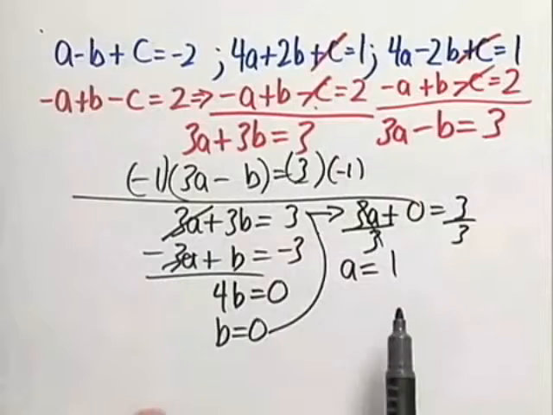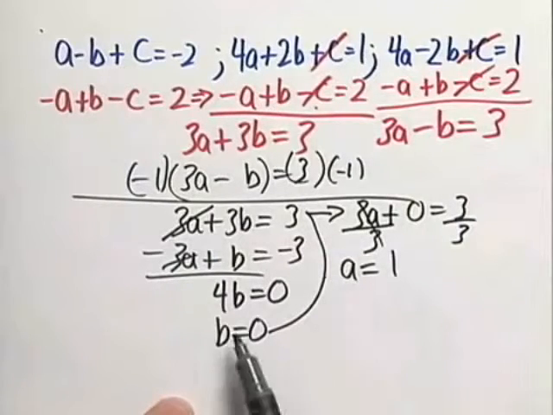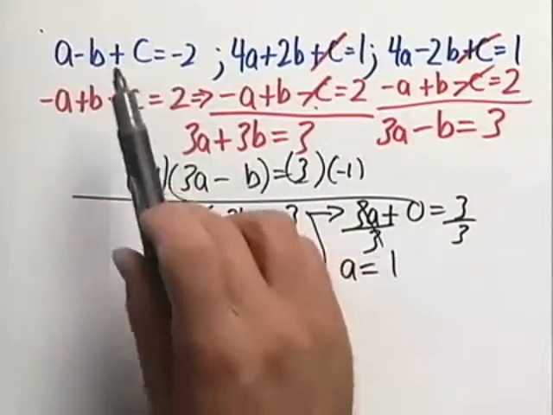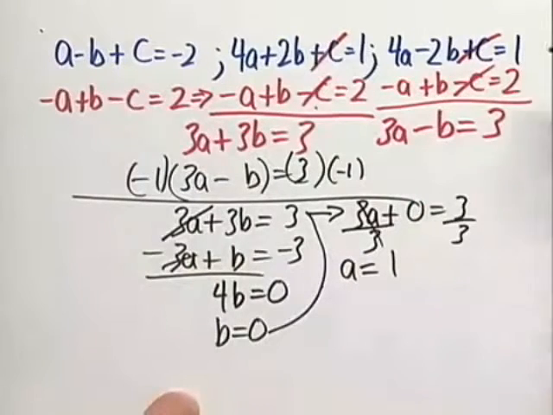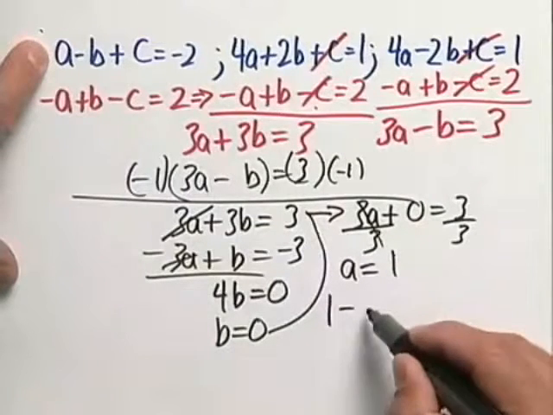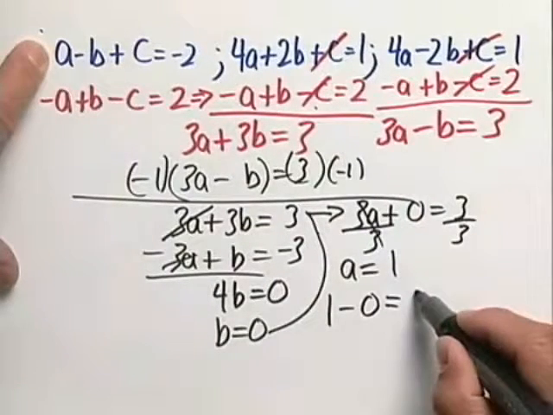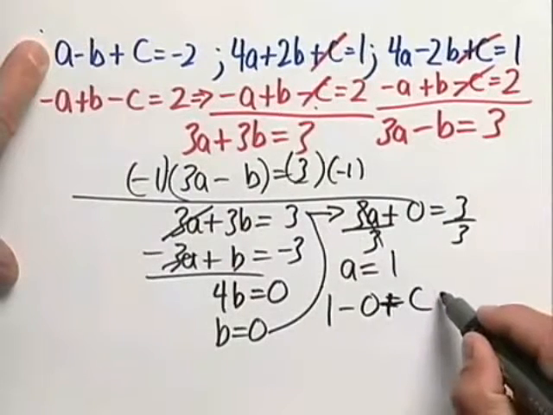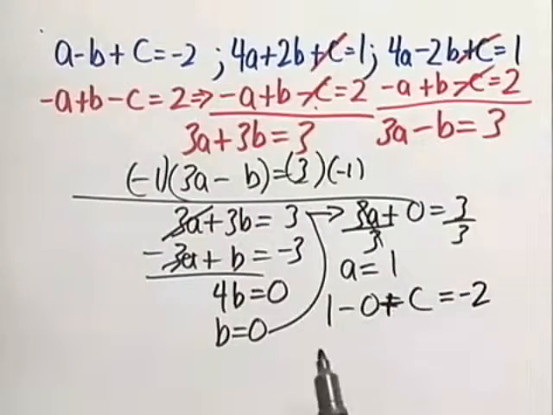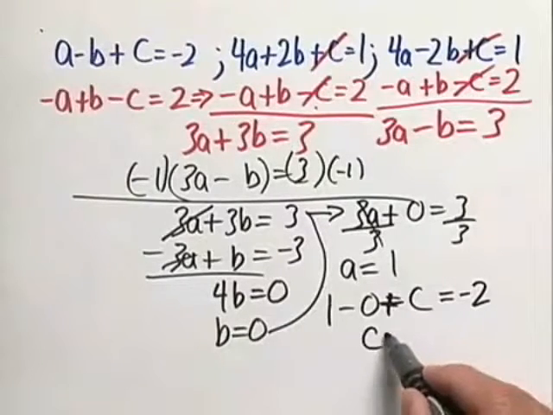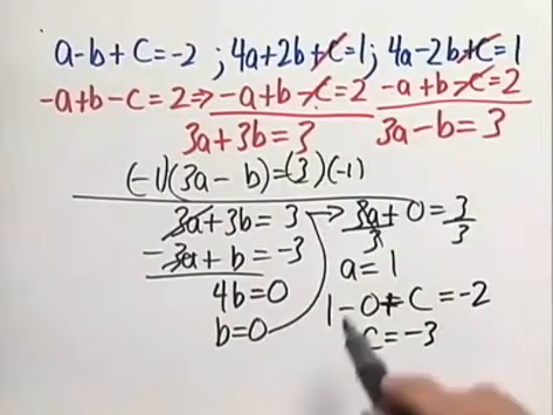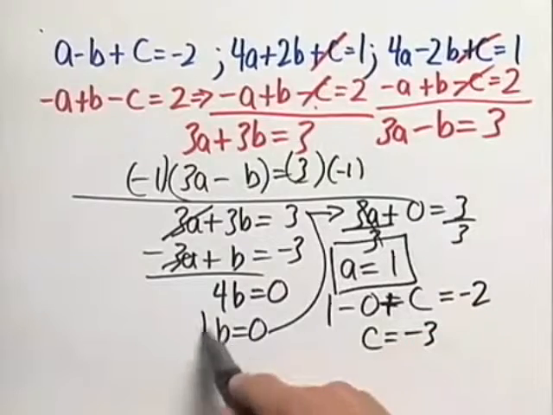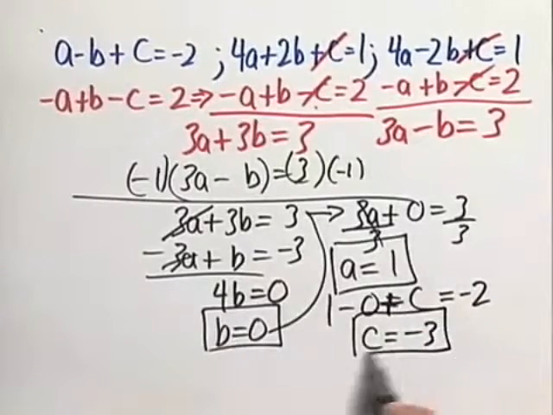Alright, one more remaining step. We've got to come up with our friend c here, so we'll take a equals 1, b equals 0, plug it back into any one of our three original equations in terms of three variables, and solve for c. I'm going to pick the first one here. We have 1 minus 0 plus c equals -2. Subtract 1 from both sides, and we obtain c is equal to -3. So we now have our coefficients a, b, and c respectively.